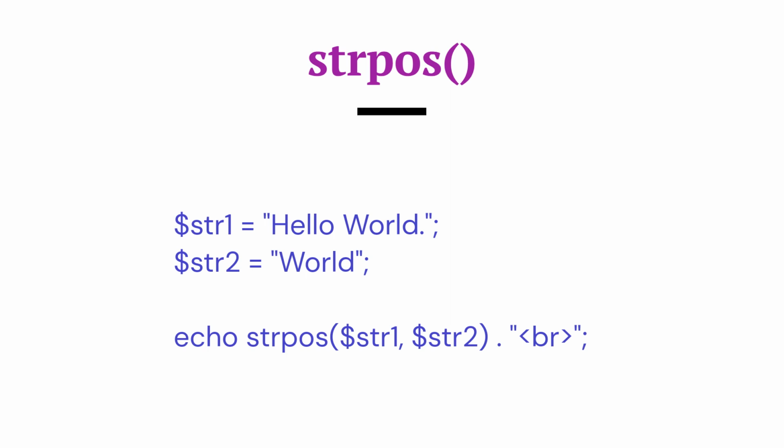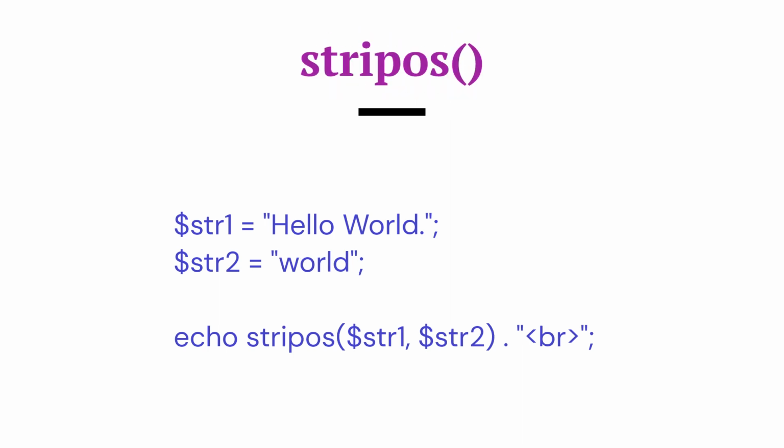In our example, as the word world exists in the string hello world, it returns the first position of appearance, which is 6. To be noted that the string position starts from value 0. Hence in the string hello world, h has an index value of 0, e has an index value of 1, and so on. Stripos function is the same as function strpos, except this function is not case-sensitive. See the example. As the function is not case-sensitive, it is passed, hence the output will be 6.